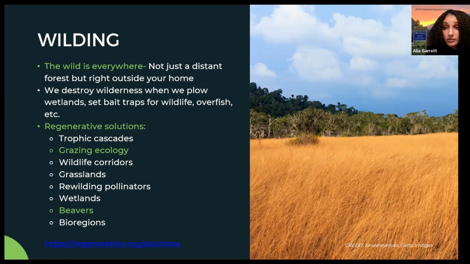So regenerative solutions that are listed in the book are trophic cascades, grazing ecology, wildlife corridors, grasslands, rewilding pollinators, wetlands, beavers, and bioregions. We're going to be talking about grazing ecology and beavers in this section.